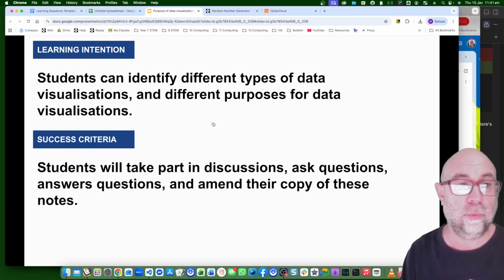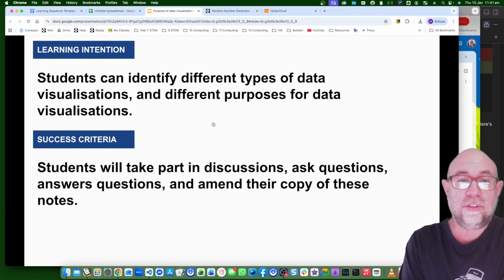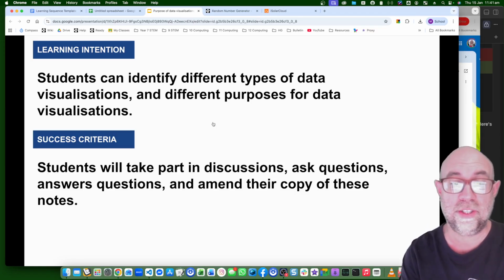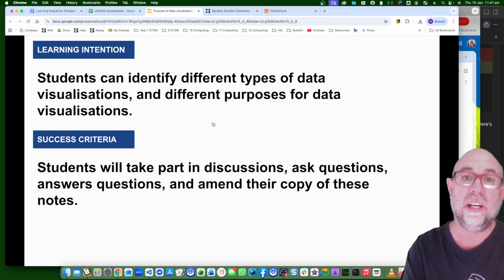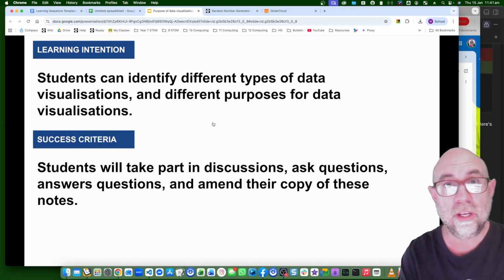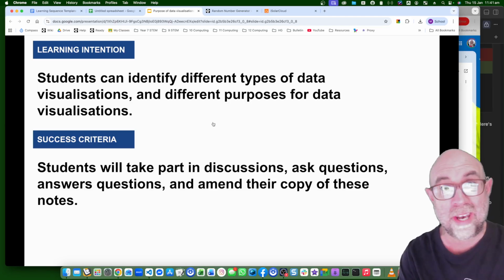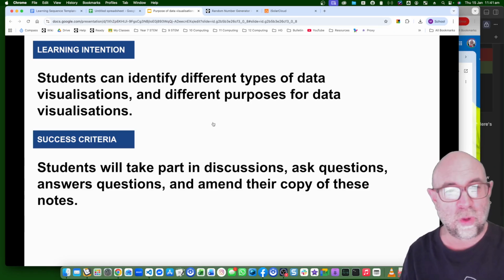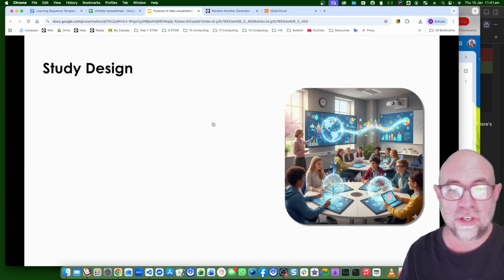So let's start off with our learning intention. The students can identify different types of data visualisations and the different purposes for data visualisations. The intended audience for this video is students in Units 1 and 2 computing in VCE, probably Unit 1 more particularly. Let's jump right in.